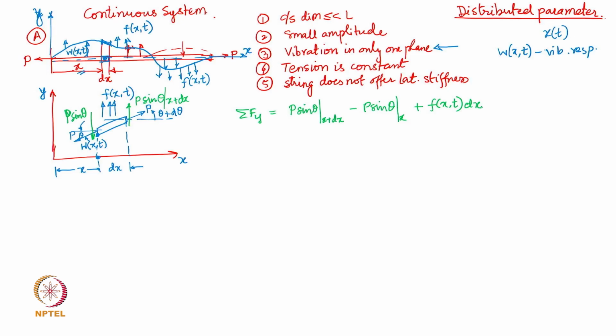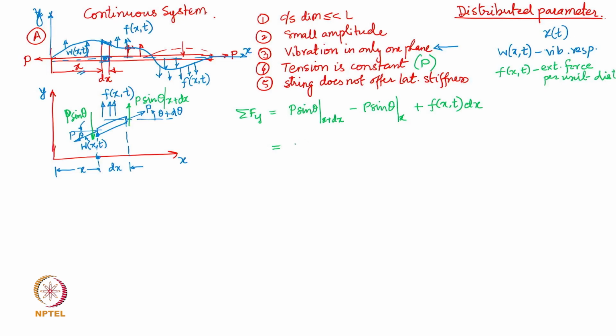Okay, because this f of x comma t is the external force per unit distance. Okay, P is the tension, so the tension in the string is P. So now this has to be equal to the mass times inertia.